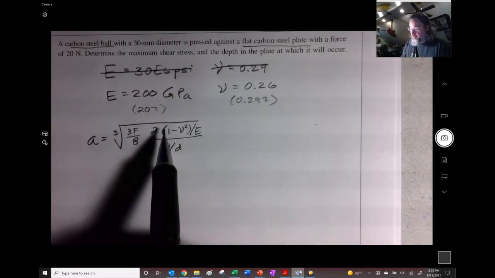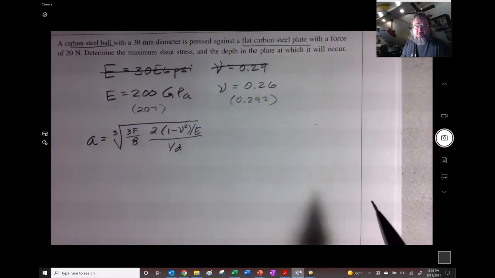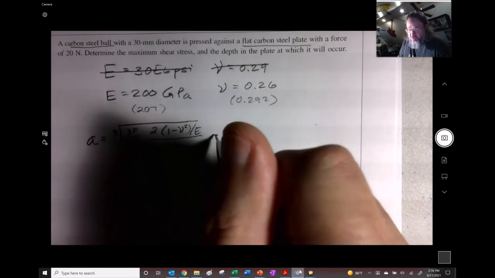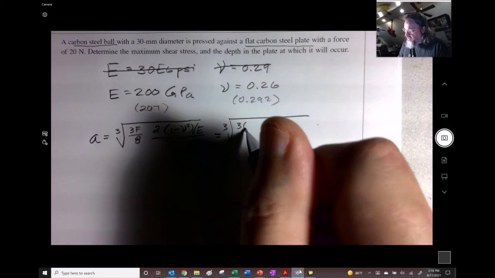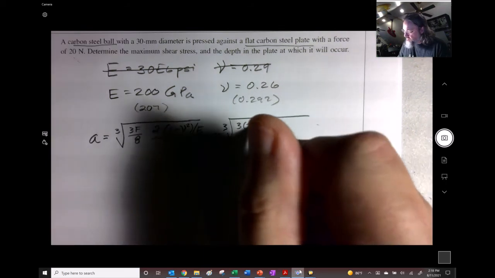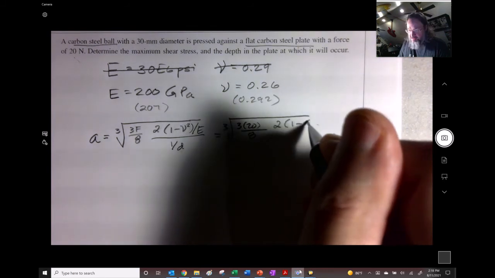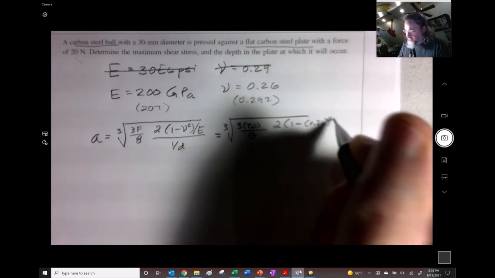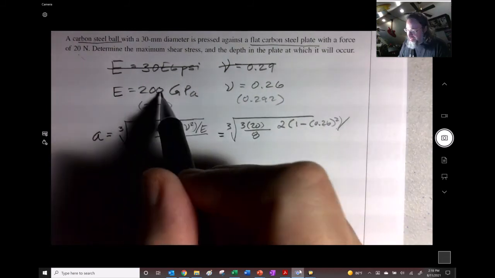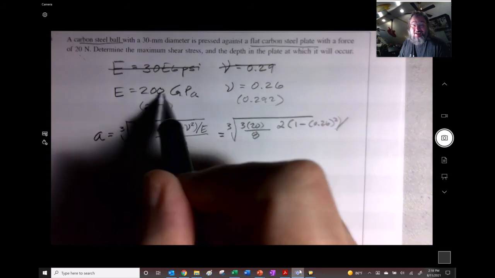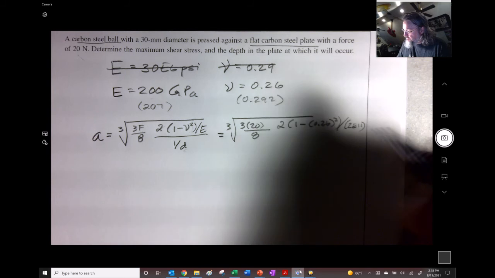Everything else is the same, and the diameter of one of the other ones is infinity, so it's 1 over infinity, which is 0. So we end up with the cube root of 3 times 20 newtons divided by 8 times 2, times 1 minus 0.26 squared, divided by 2e11, right? Because G is e9, so that's 2 more decimal places. So we have 2e11 right there.